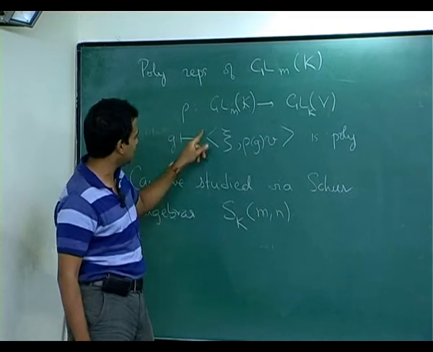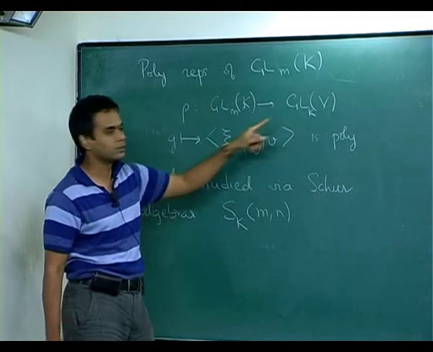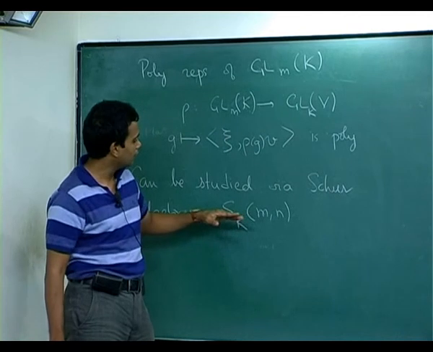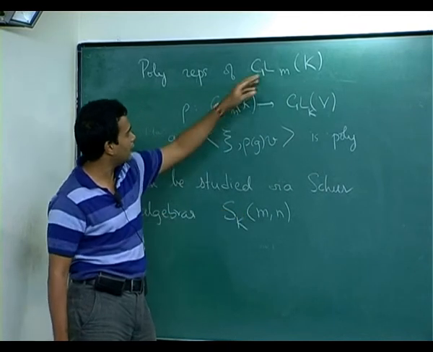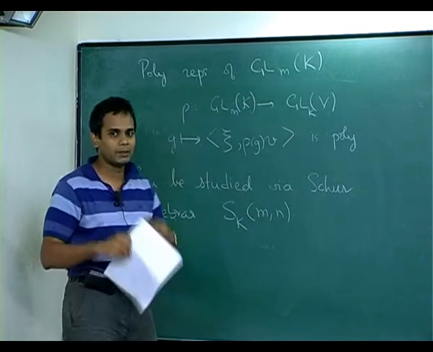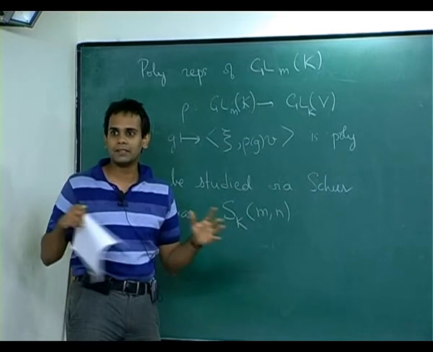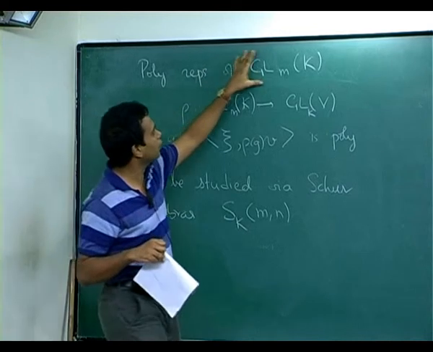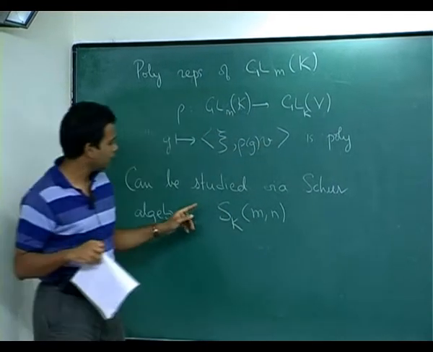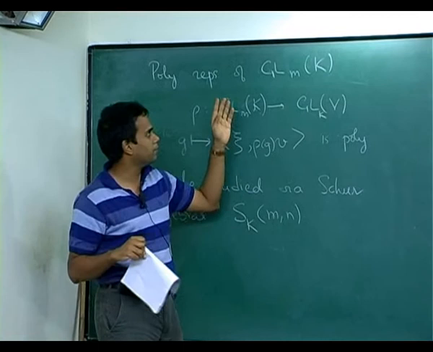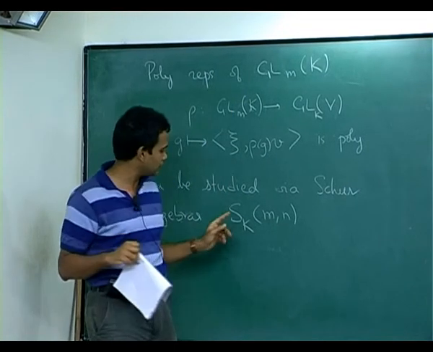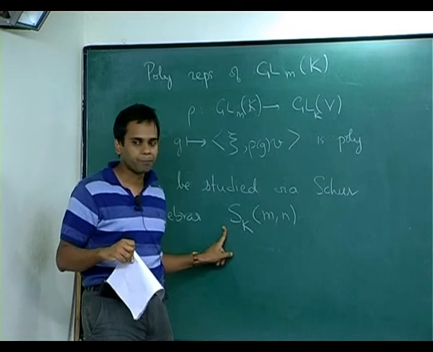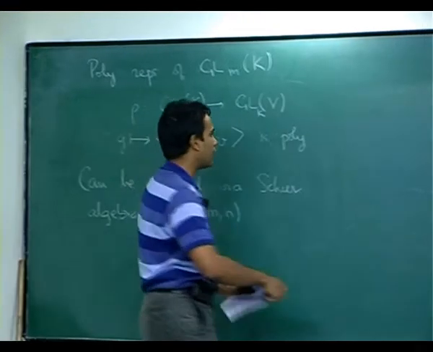That just means that these matrix coefficients are actually homogeneous polynomials of degree n, and every representation of GL_m(K) which is polynomial breaks up into a sum of representations which are homogeneous. So, in order to understand the polynomial representations of GL_m(K), for example, to classify the irreducible polynomial representations, it is enough to understand the modules for S(K,m,n). Let me quickly remind you how S(K,m,n) was defined.